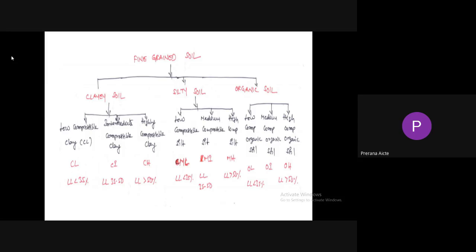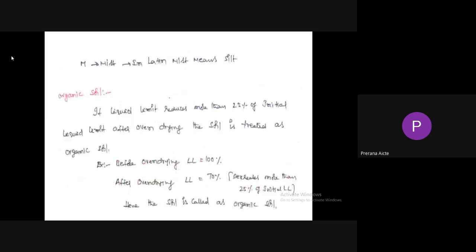Now, organic soil and inorganic soil. How can we differentiate them? This is very important. When is it called organic soil, and when is it called inorganic soil? For that, first you need to find out the liquid limit without oven drying, without keeping the sample in the oven. Let us imagine it is 100%. Next, the sample should be oven dried for 24 hours. After 24 hours of oven drying, again find out the liquid limit.